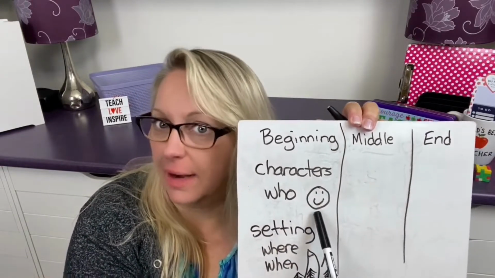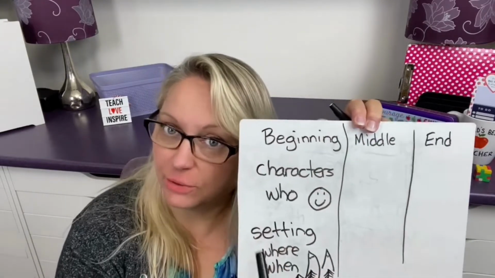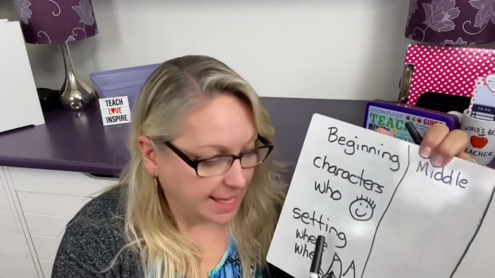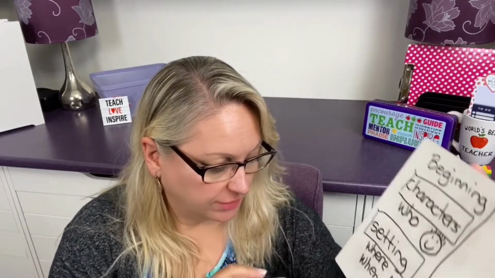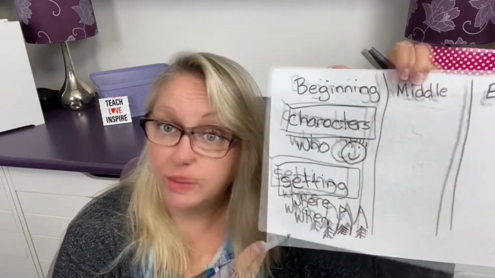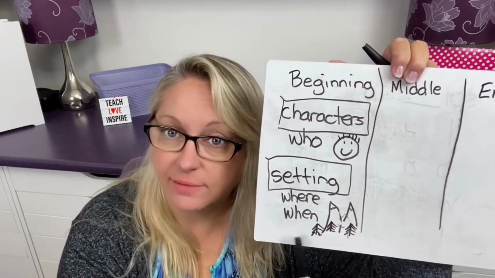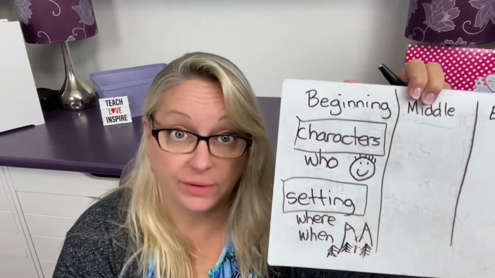And so I draw a little happy face here on the board to show the children. I could give this person short hair. And then I'm going to draw at the beginning, we have characters, and we have setting. This is when you learn about the characters and the setting. The setting is the where and the when. I've drawn some mountains and some trees because this is where the story is happening, or where a story could happen.